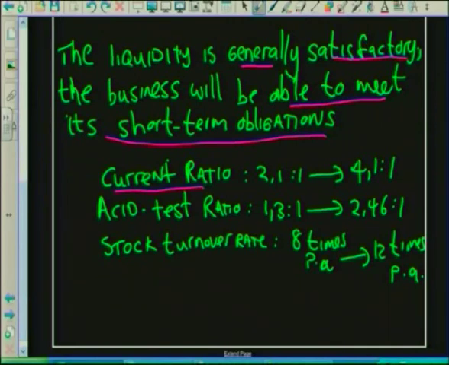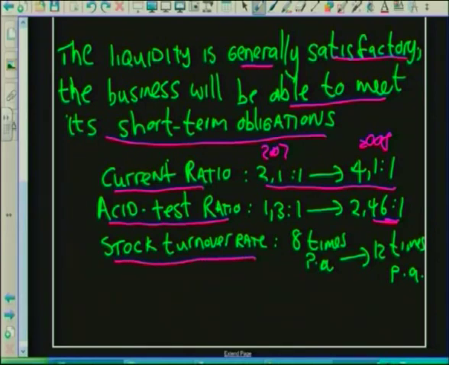Your current ratio, so I've mentioned the ratio, and then what the ratio is. If we compare 2007, it has improved in 2008. I've done the same for your acid test ratio, quoted the ratio, what the ratio was for 2007. It has now improved to 2,46:1 in 2008. And then the last liquidity ratio that I've used, stock turnover rate, from 8 times per annum, it has now improved to 12 times per annum. Remember, guys, you could have used in your answers your debtors collection as well as your creditors payment period, because they are also liquidity ratios.